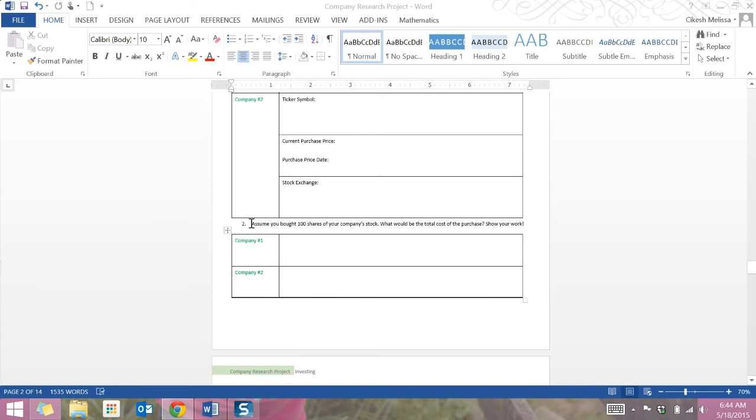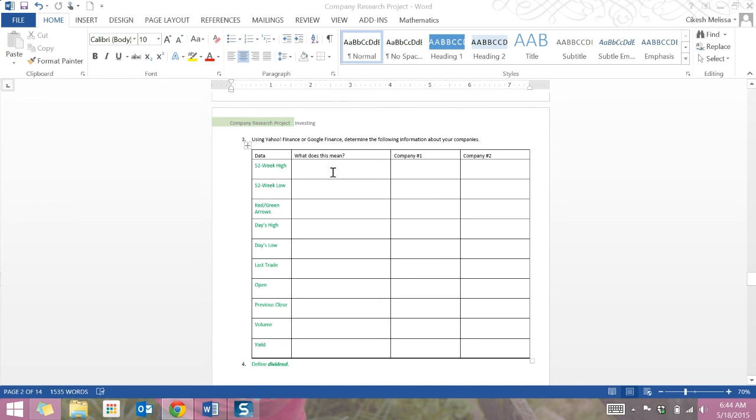And then the second section, you assume that you bought 100 shares, even if you bought more or if you bought less. What would be the total cost of purchase using the purchase price that you found in this page? I want you to show your work. So either typing it in or, when I come back, I can show you how to physically write it in.